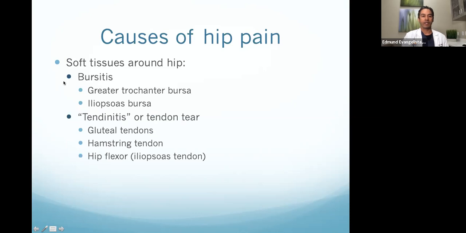And then any of the soft tissue structures that we reviewed can cause pain around the hip. So if you have inflammation of any of the bursa around the hip, we call that bursitis. And then you can have inflammation, tendonitis, or tearing of any of the tendons that can cause pain. So the gluteal tendons, hamstring tendon, or the iliopsoas tendon can all be painful structures around the hip.